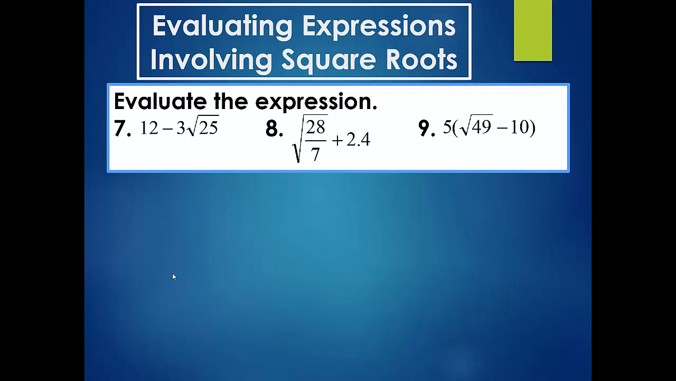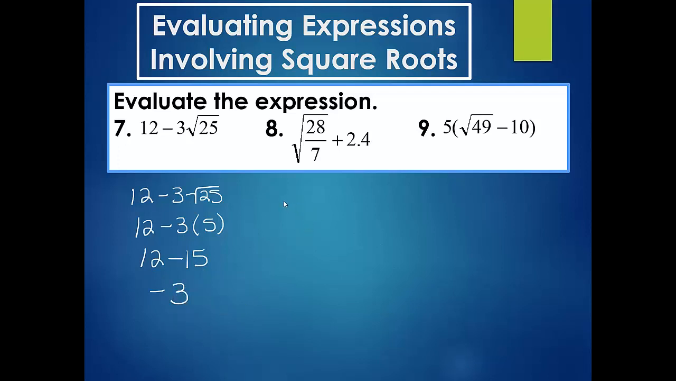Now we're going to evaluate expressions involving square roots. So for number 7, we have 12 minus 3 times the square root of 25. 25 is the same thing as 5 squared. So the square root of 5 squared is just 5. So we have 12 minus 3 times 5. 3 times 5 is 15. So we have 12 minus 15, and 12 minus 15 is negative 3.